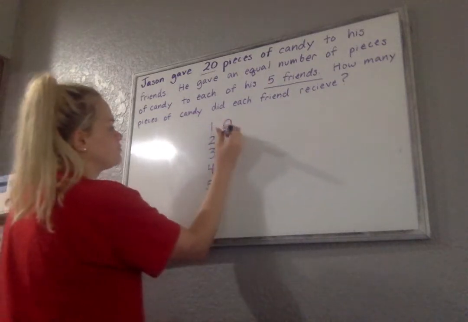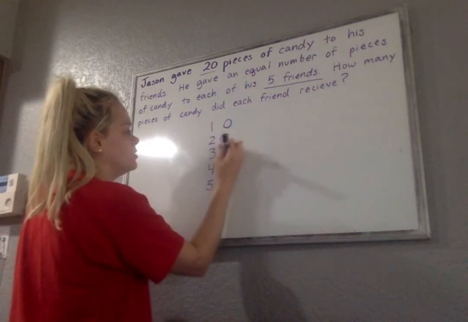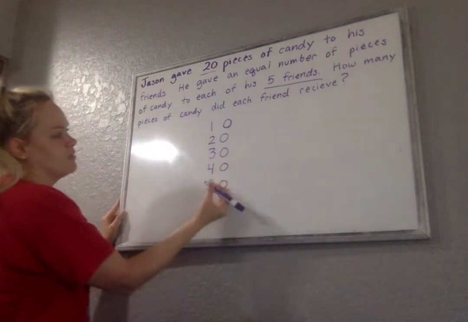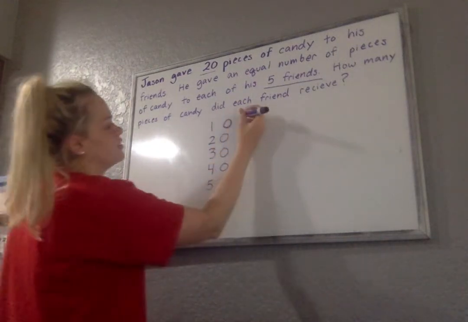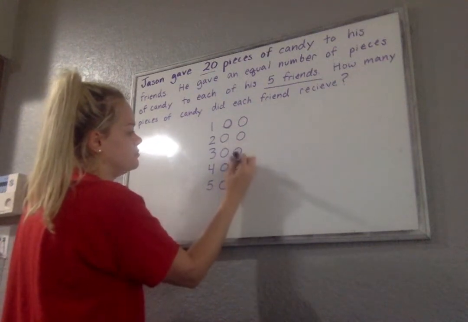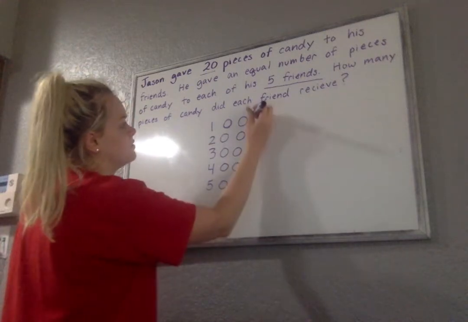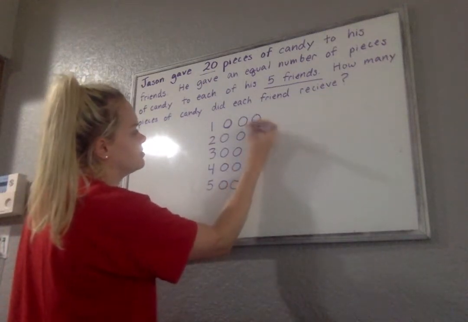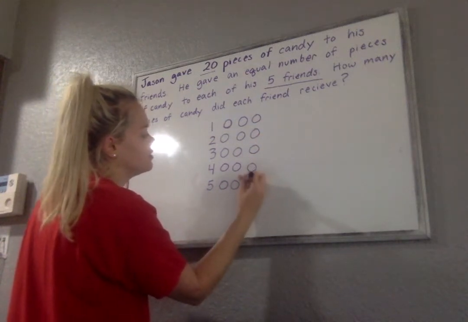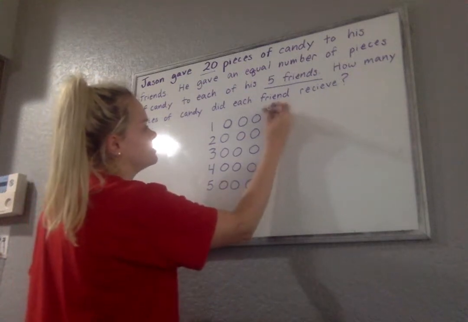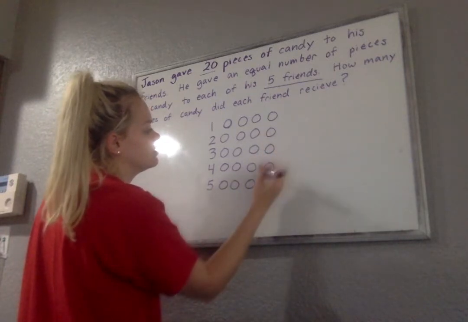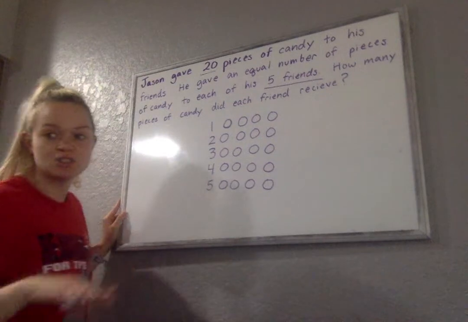So we have 1, 2, 3, 4, 5. And then when I get to the bottom here, I come back up and start over, okay? So 6, 7, 8, 9, 10, 11, 12, 13, 14, 15, 16, 17, 18, 19, 20. And then I stop, okay?